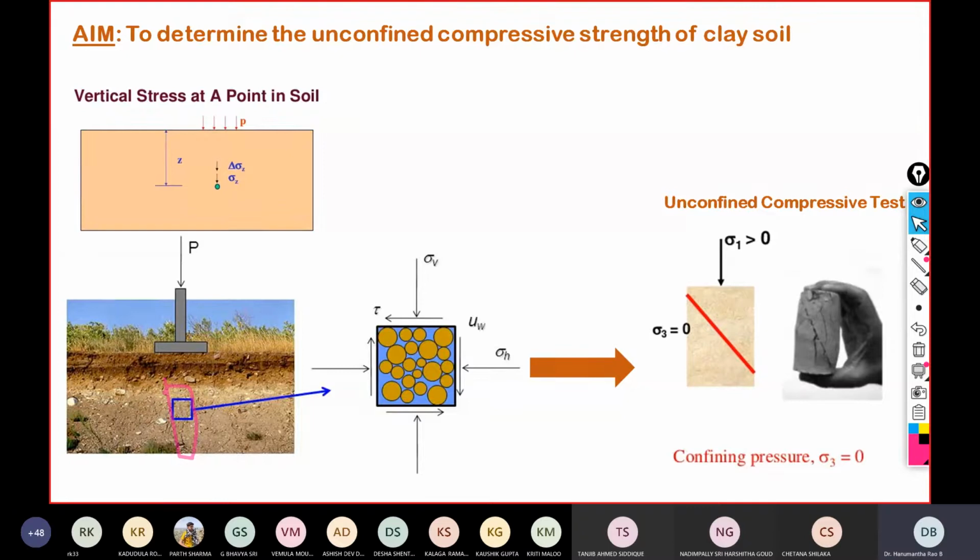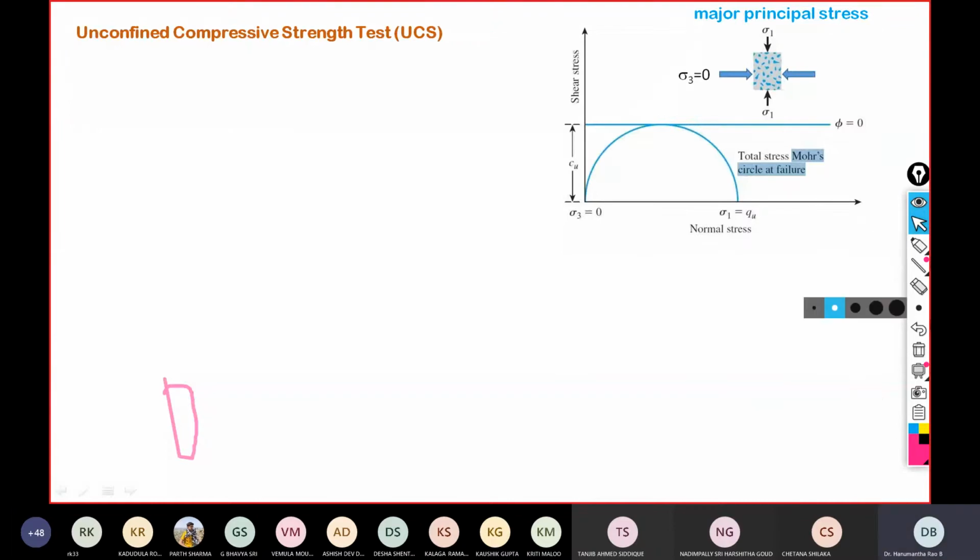So therefore, this test is valid only for cohesive soils. It's not valid for non-cohesive soils like sand. So these are the fundamentals of unconfined compression.